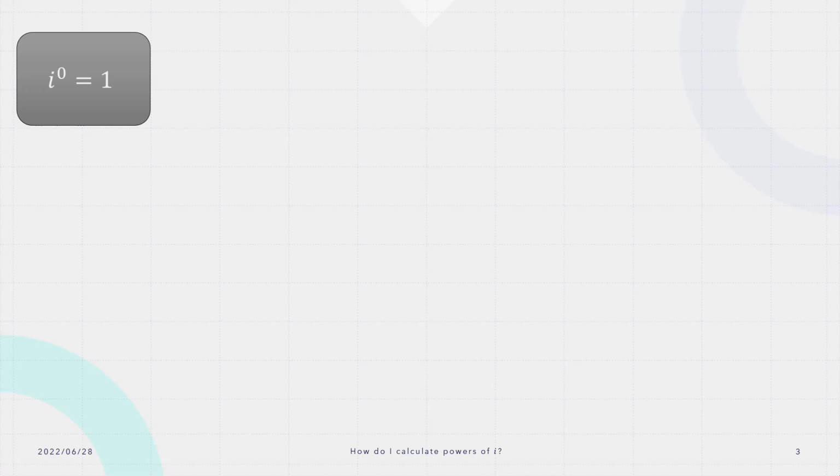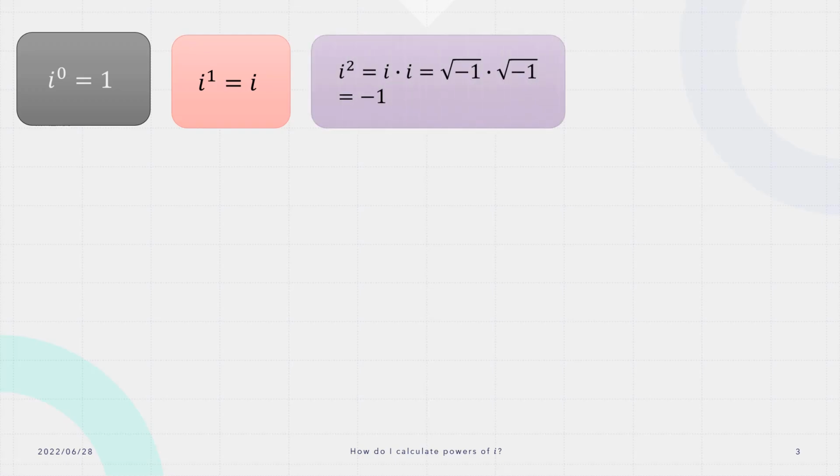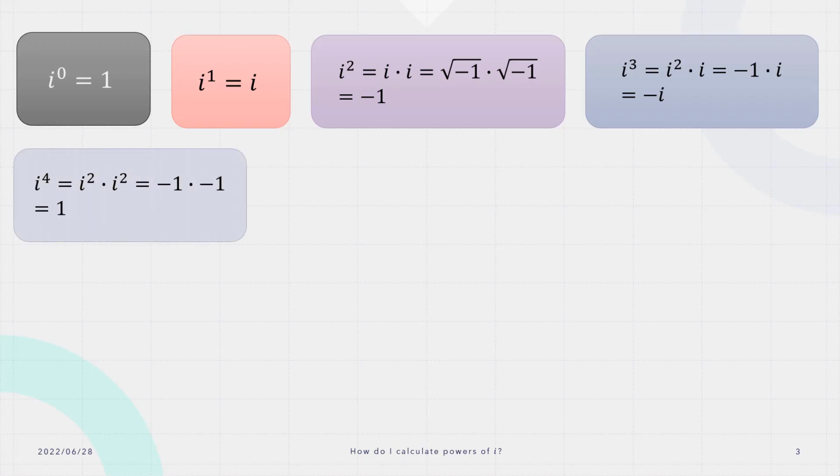i to the power of 0 is 1. i to the power of 1 is i. i to the power of 2 is negative 1. i to the power of 3 is negative i. i to the power of 4 is 1. i to the power of 5 is i.